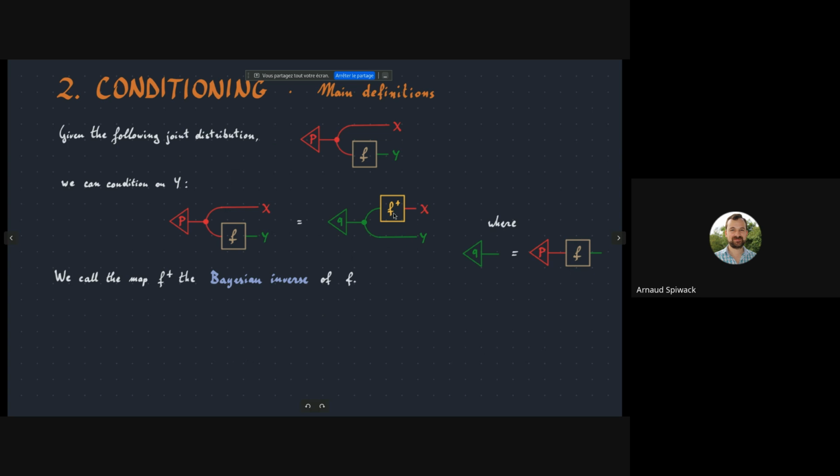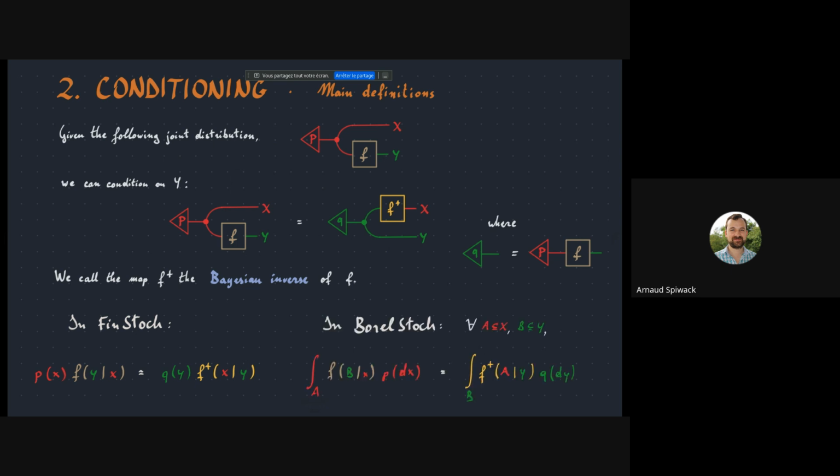So this now instantiates the notion from the previous slide. It means finding some morphism, which I write f dagger, from Y back to X, such that this holds. So in FinStoch, this is the usual Bayes formula, and in BorelStoch, it is a slightly more complicated formula, which means exactly the same. So again, this notion works in general, and it's blind to the fact that we're discrete, continuous, or even other things, but it recovers the usual notions of Bayesian inversion.